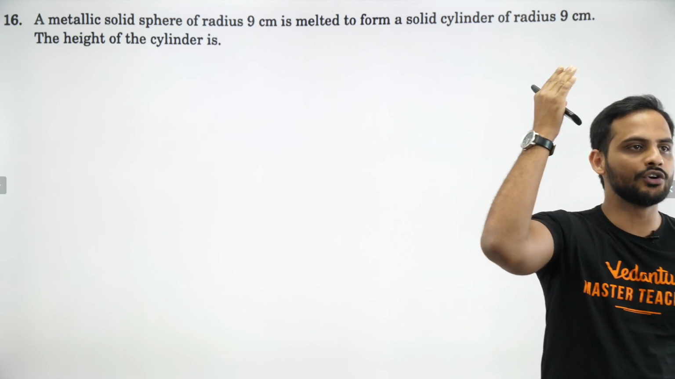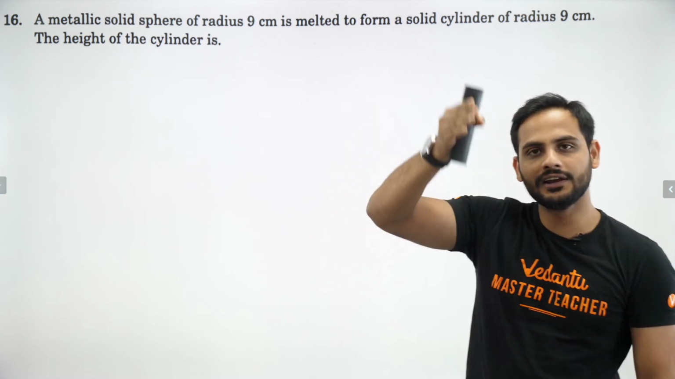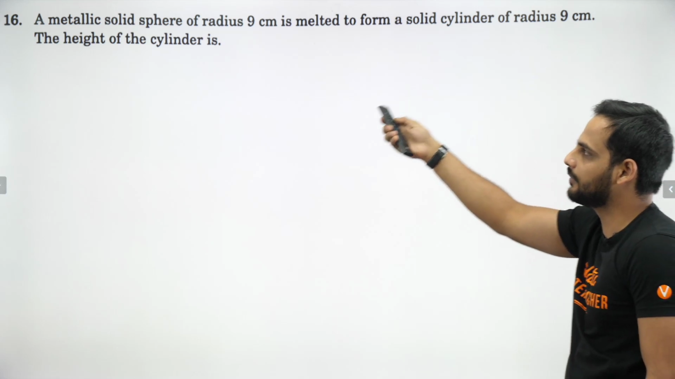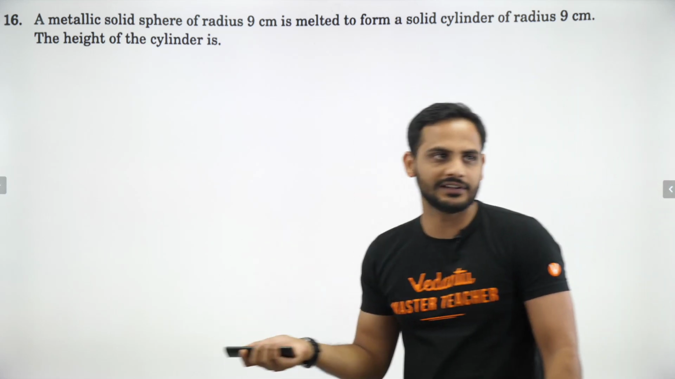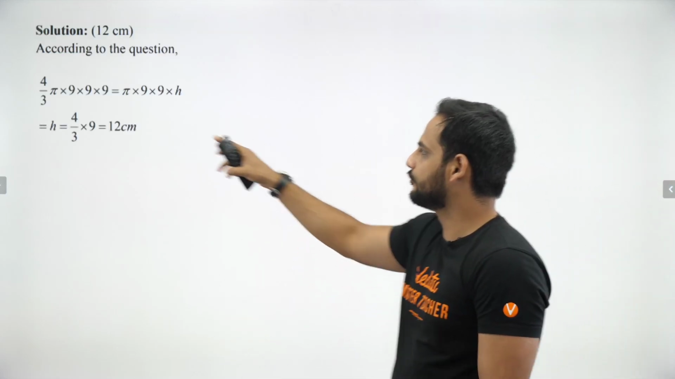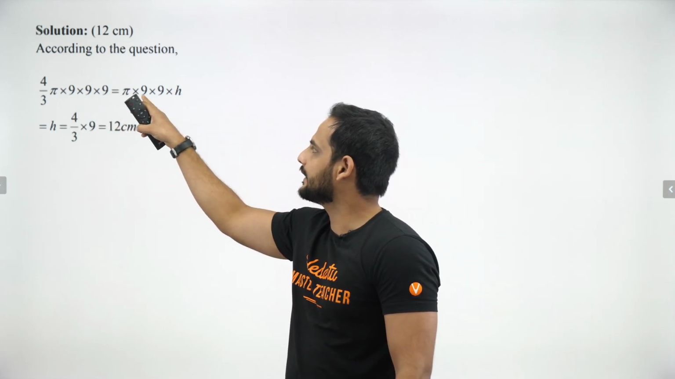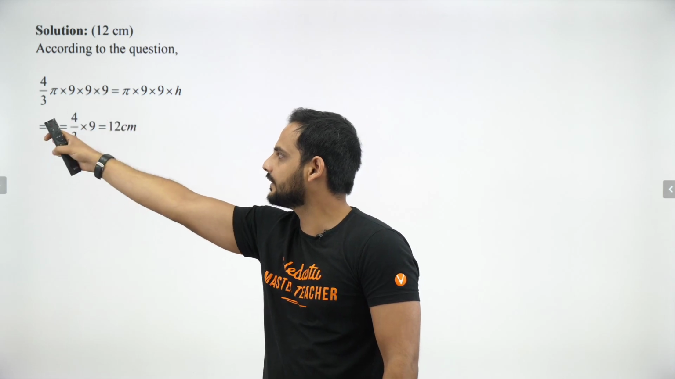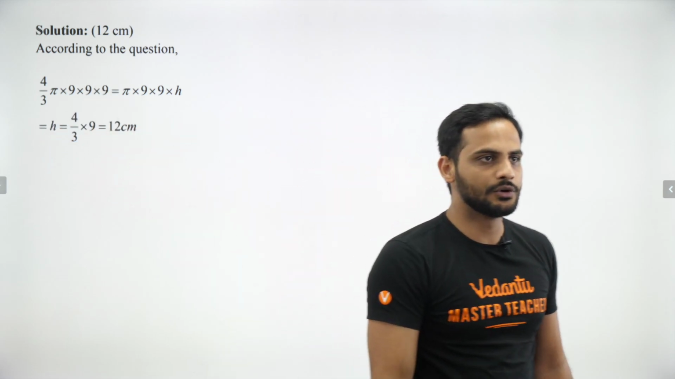Volume comparison. Very good, शाबाश, बहुत अच्छे. So what I'll say, volume of this metallic sphere is equal to volume of the cylinder formed. So volume of the metallic sphere is what? जल्दी से बताओ. Volume of the metallic sphere देख लो, 4/3 pi r cube is equal to pi r square h. Solve कर दो, 9 to 9 got cancelled, pi to pi got cancelled, h is equal to 4/3 into 9 which is equal to 12 centimeter.